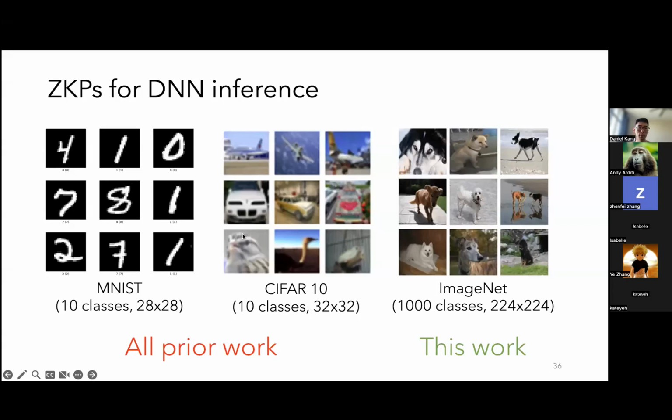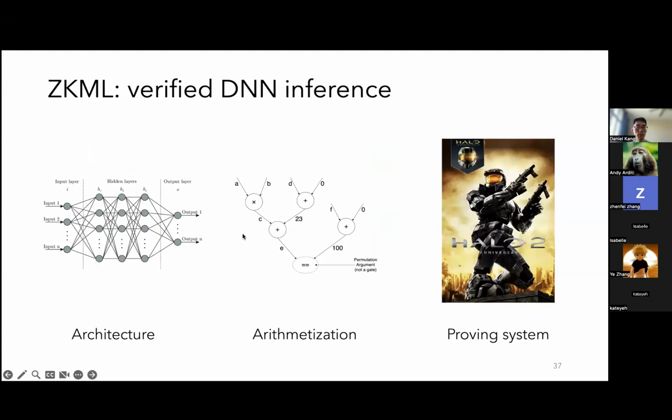Unfortunately, as I mentioned, I didn't have a chance to go deep into the details of how we do this. But there are a number of very important choices around ML models, including the architecture, how you arithmetize the architecture, and the proving system. And all these are very important for high performance circuits for zkML.